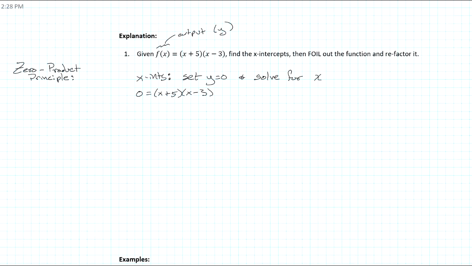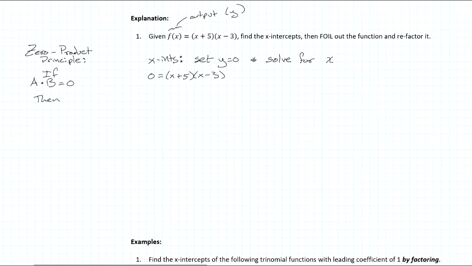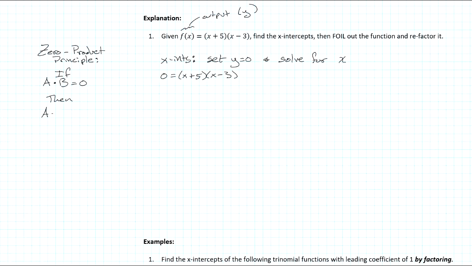The zero product principle says that given a times b equals 0, then we have to have either a equaling 0 or b equaling 0. One of those two things has to be true. If two things multiply to be 0, one of those two things has to be 0. Now this only works for multiplying things to 0.